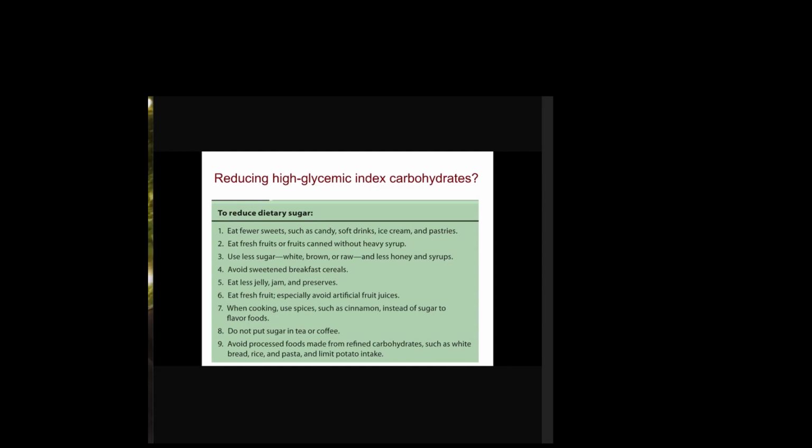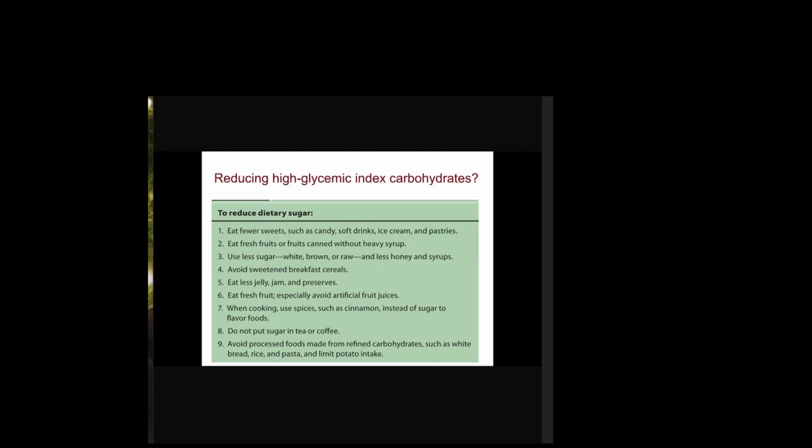And then still in reducing dietary sugar, less jam. And when cooking, instead of using sugars, because most of our foods have sugar added to them, include spices such as cinnamon. They will still give you the same kind of flavor and appetite, and make the food much more appetizing, because most of our foods have sugar in them to make them more palatable for us.